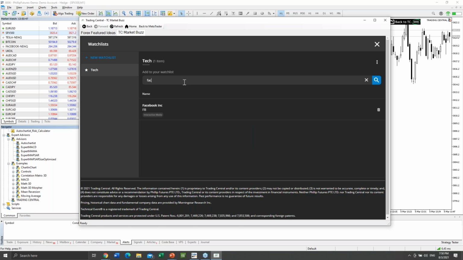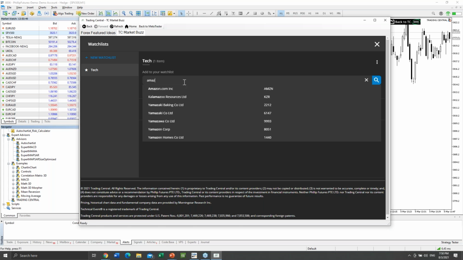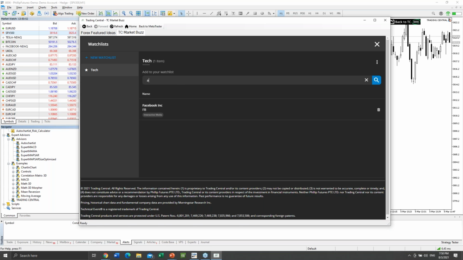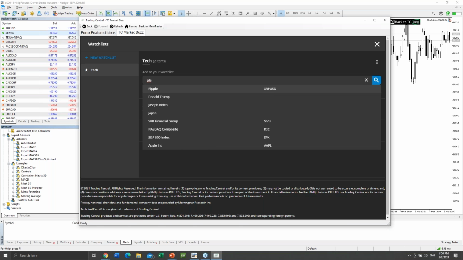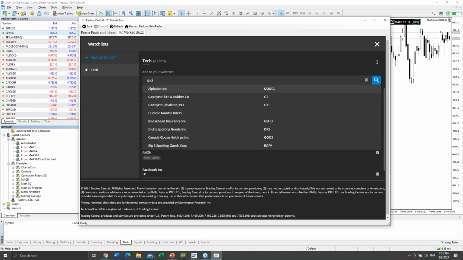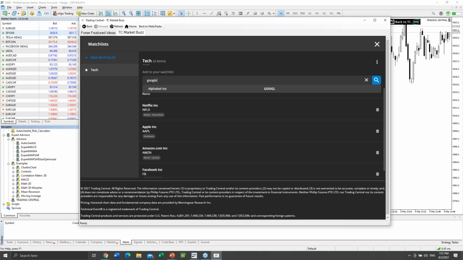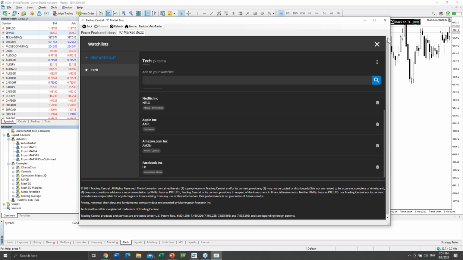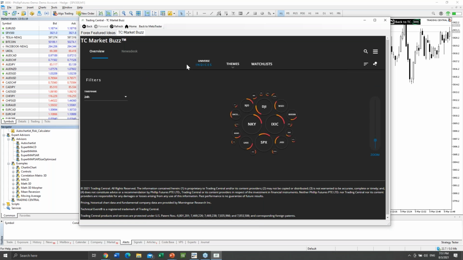So Facebook, Amazon, Apple, Netflix, Google, or in fact, highly popular trader stock. So with that, I can actually have a view of my personal watch list.